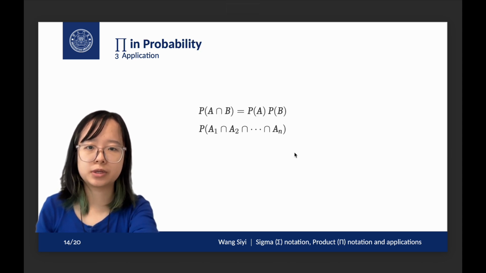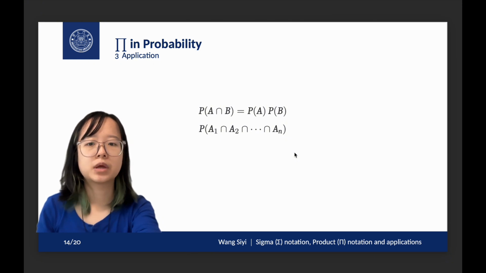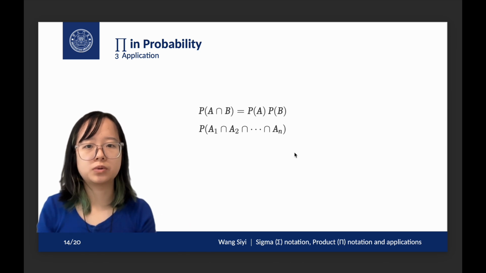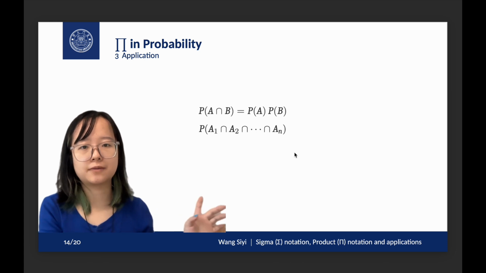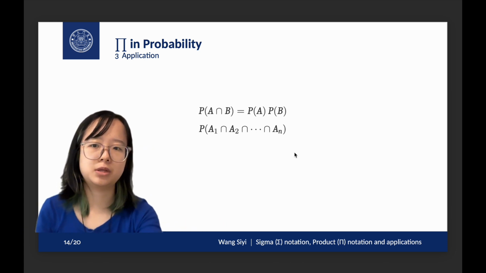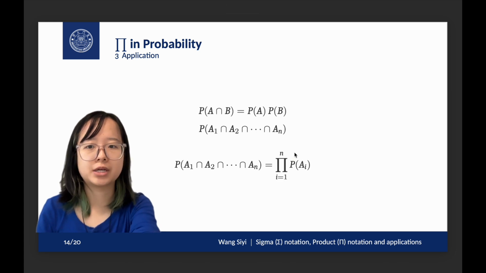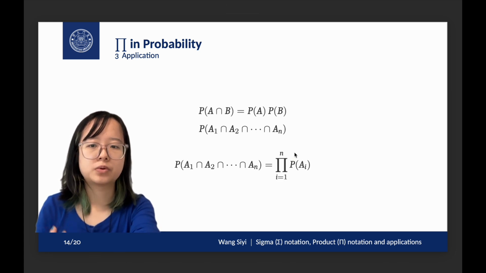And about the product notation used in probability, we know that if two events are independent, the probability is the product of them. If we have many different events, we can simply write all the products in product notation.